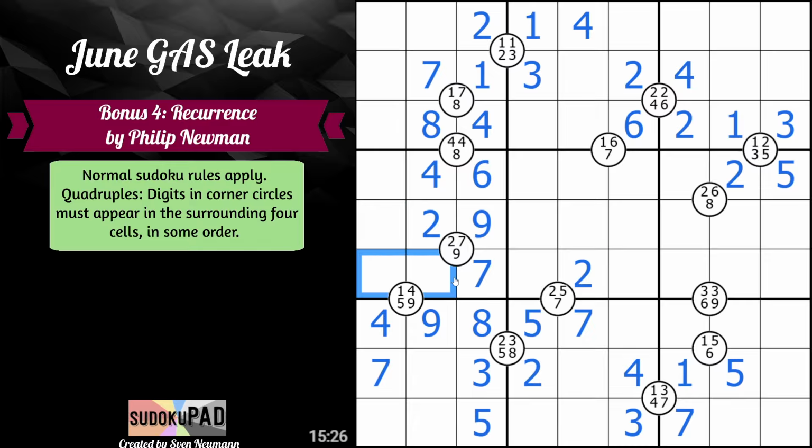2, 2, 7, 9. 1, 5 leaves us with 3, 8. 3 does give us 3 here. The 8 doesn't help us. 5, 6, 9. Where does 7 go? 7 has to go there. This has to be 1. Then 5, 7, 9. We're missing 3, 6 here, which means 1 and 2 go there.